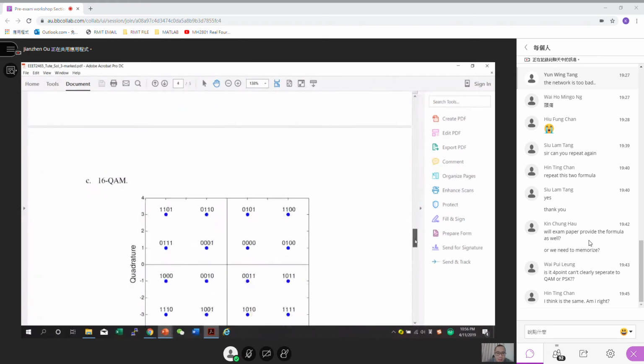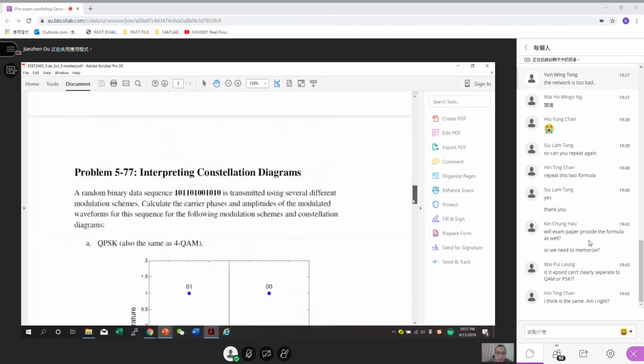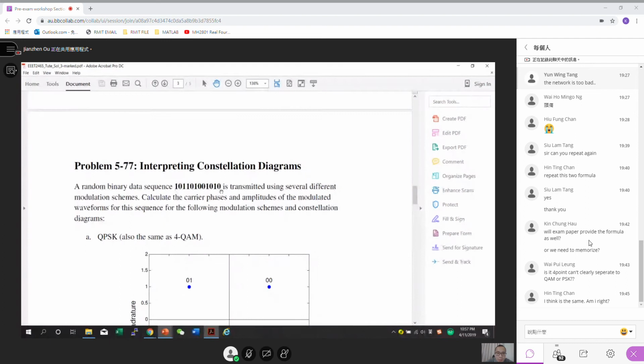Then you're getting a 16 QAM. Wow, this is the most difficult one, isn't it? 16 QAM means you're getting 4 bits each time you modulate. So for this data sequencing, the first modulation is 1011, the second modulation is 0100, and the third modulation is 1010.